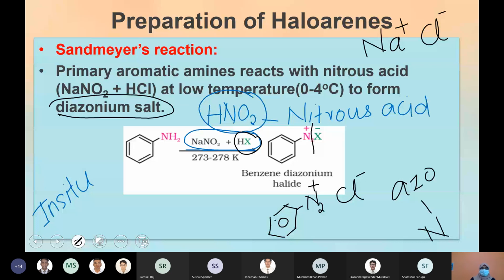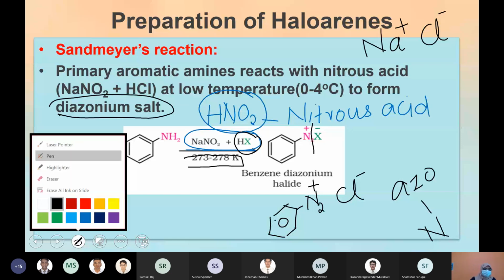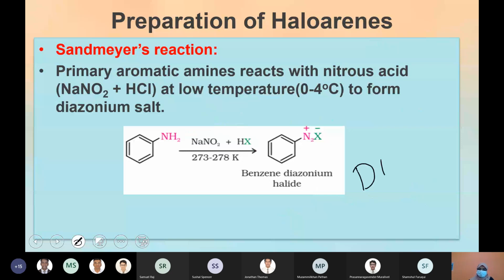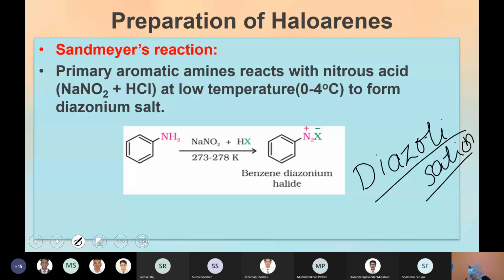And one more thing, the temperature is also very, very important. It's not a room temperature reaction. It is 273 to 278 K, meaning 0 to 4 degrees Celsius. The reaction should happen below 4 degrees Celsius. The temperature is very, very low, almost freezing temperature. Only in that condition does this reaction happen. And this step is known as diazotization, because you're preparing a diazonium chloride.